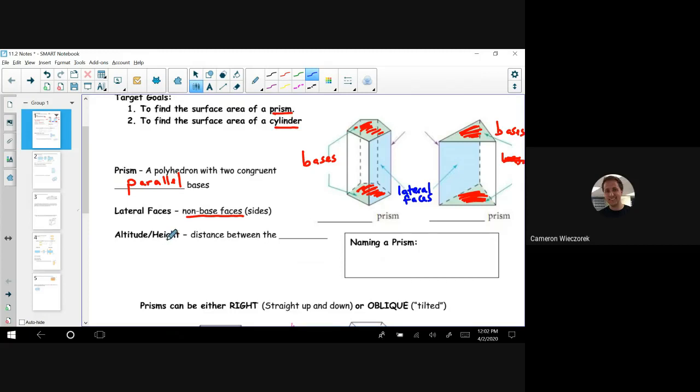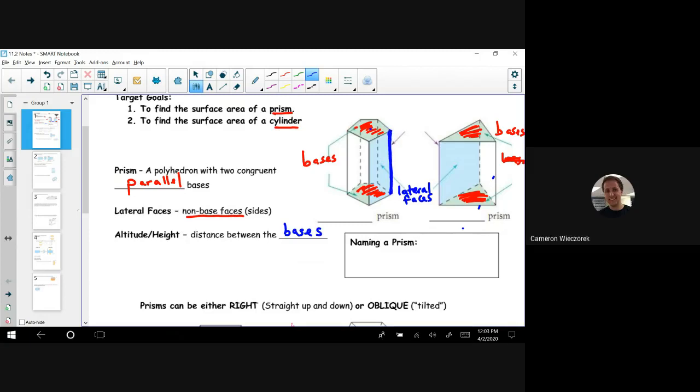And what we call the height or the altitude, we've seen that word before. In this case for 3D figures, it's just the distance between the bases. Think of it as a bridge. If I wanted to connect a segment that goes from this end of the bridge in red to this other end of the bridge in red, then this vertical distance that connects those two bases together would be my altitude. And it will always form a right angle with the bases.